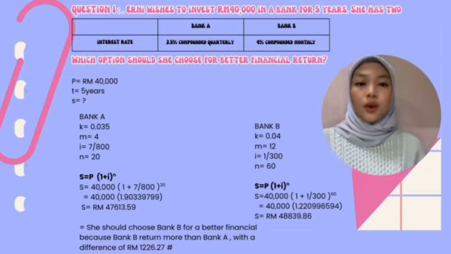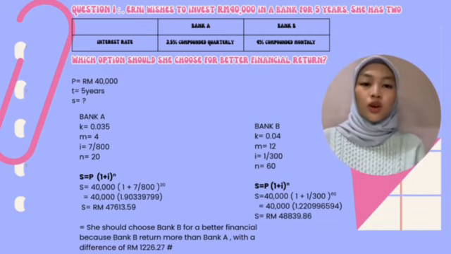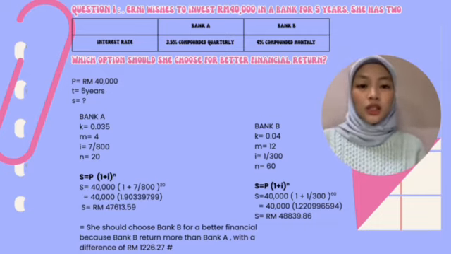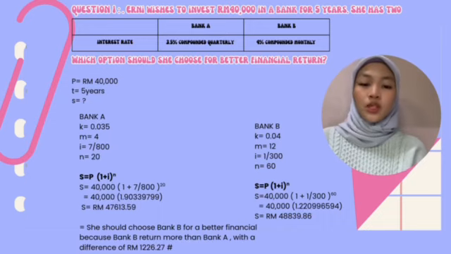Bank A offers 3.5% interest compounded quarterly. So we have k equals 0.035, which is the annual interest rate in decimal. m equals 4, because quarterly means 4 times a year. The periodic interest rate i is 7 over 800, which is equal to 0.00875. The number of compounding periods n is 20, which is 5 years times 4.